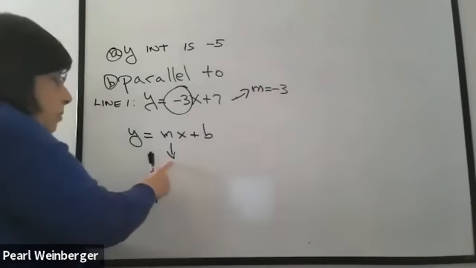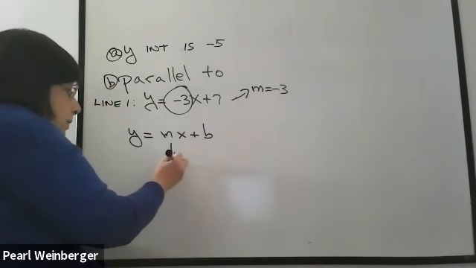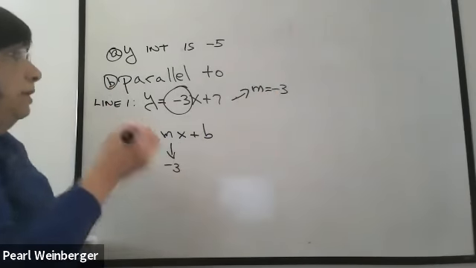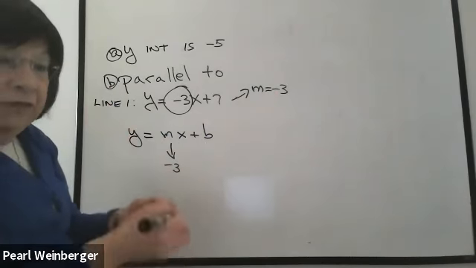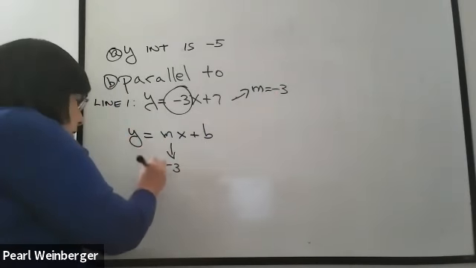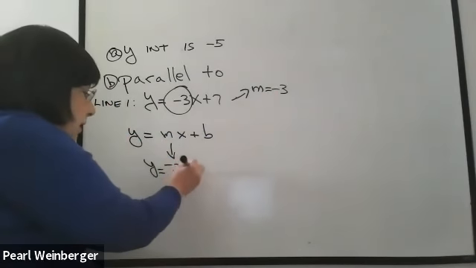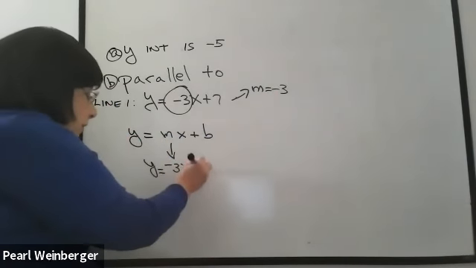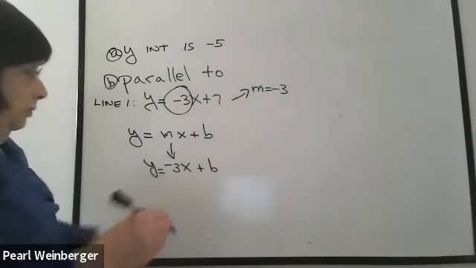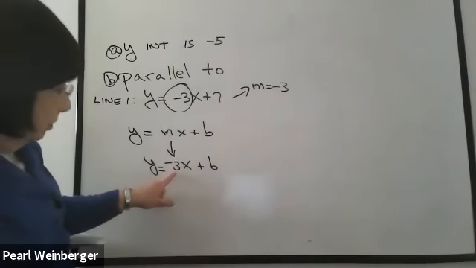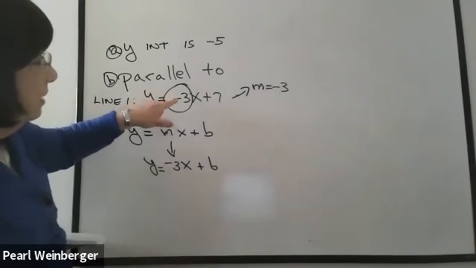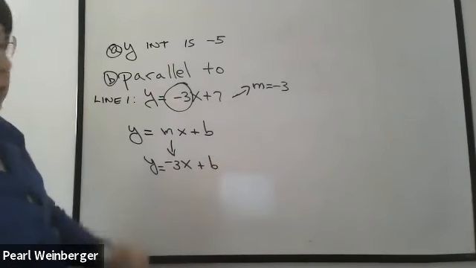So the slope of my line also has to be -3. They're parallel lines. They have to have the same slope. So my equation is going to be y equals -3x plus whatever the b is. Remember, the slope I found by the fact that it was parallel to this line.